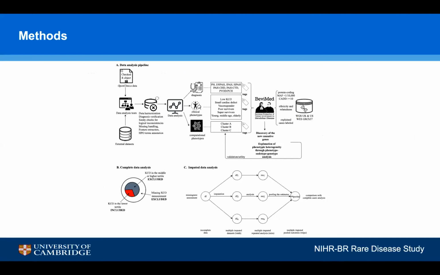So our study pipeline consisted of internal and external data sets. These data sets were harmonized, data was verified, and we also assessed the data set for missingness. All the data was annotated with Human Phenotype Ontology terms, and in cases where those terms were not available, we developed terms to better describe patients. We then performed forward phenotyping, which consisted of the 3 previously mentioned stages: diagnosis, clinical phenotyping, and computational phenotyping.